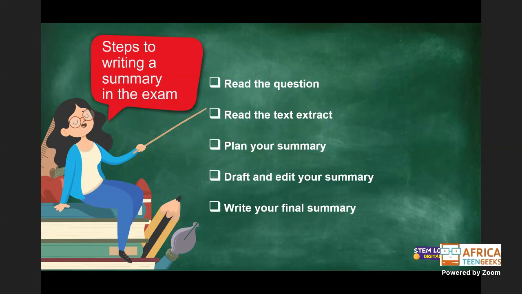And then lastly, that's step 5, write your final summary. That's where you write your final summary of 7 points. Cross out your draft. Remember that, because the examiner needs to be very clear whether this is a draft or the final piece that you have written. They can't guess. They will go for the first one.